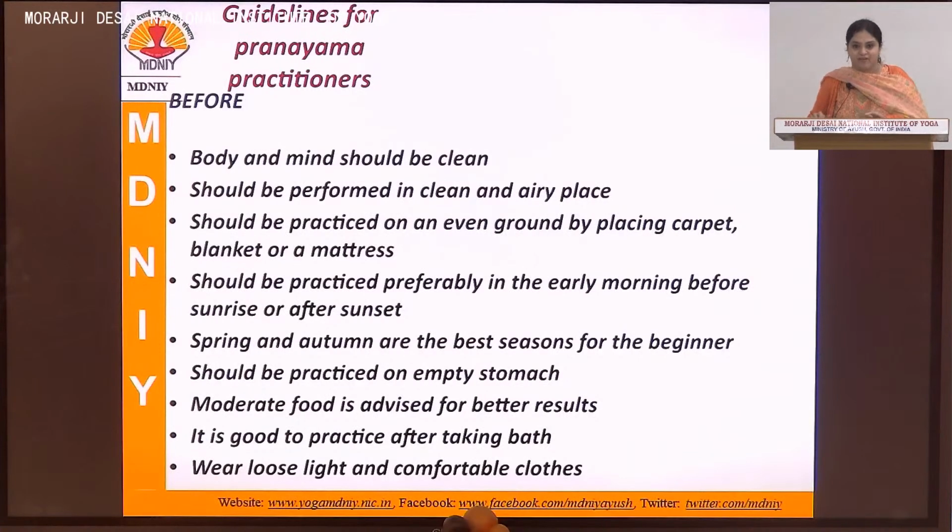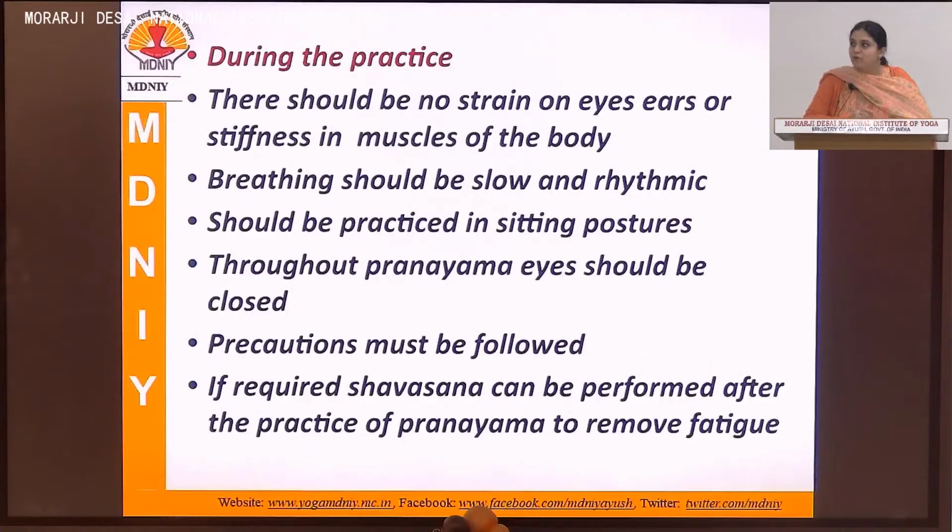Tight clothing will restrict your breathing. So during the practice there should not be any strain on your eyes, on your face, on your shoulder, neck. All the muscles should be relaxed, and breathing should be very slow and rhythmic. You should try to breathe slowly and rhythmically, and you should be practicing in sitting posture. Only ujjayi is the practice that can be done while standing, walking. It is mentioned in the text, but that also should be done by beginners in sitting position only.